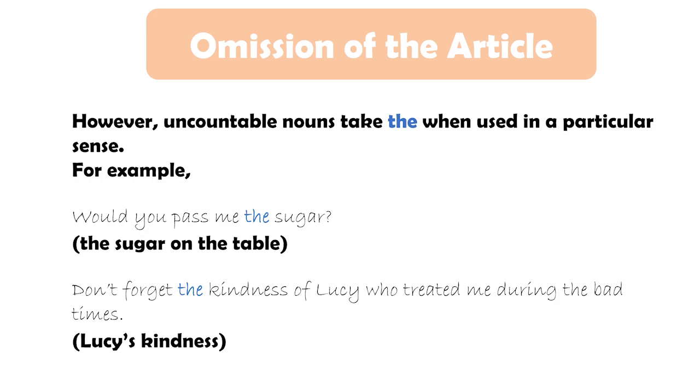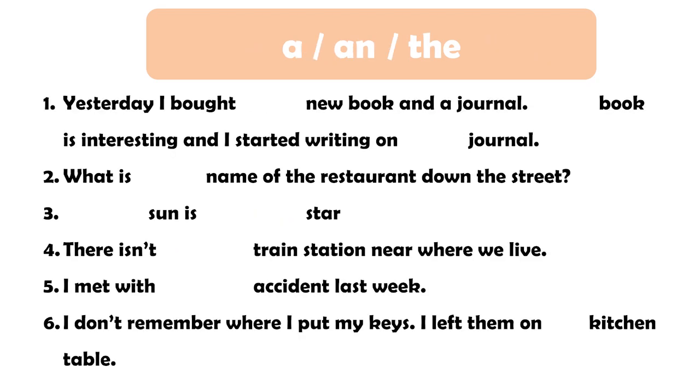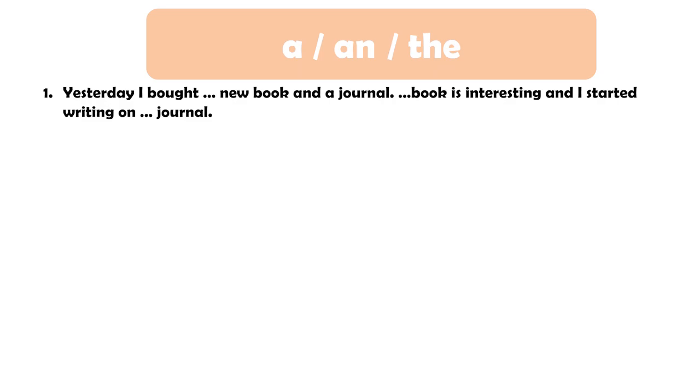Alright, now you have learned a lot about articles in English. Now it's time for us to do an exercise. You may pause the video, do it on your own, or proceed watching the video, and let's do it together. Number 1. Yesterday, I bought blank new book and a journal. Blank book is interesting and I started writing on the blank journal.